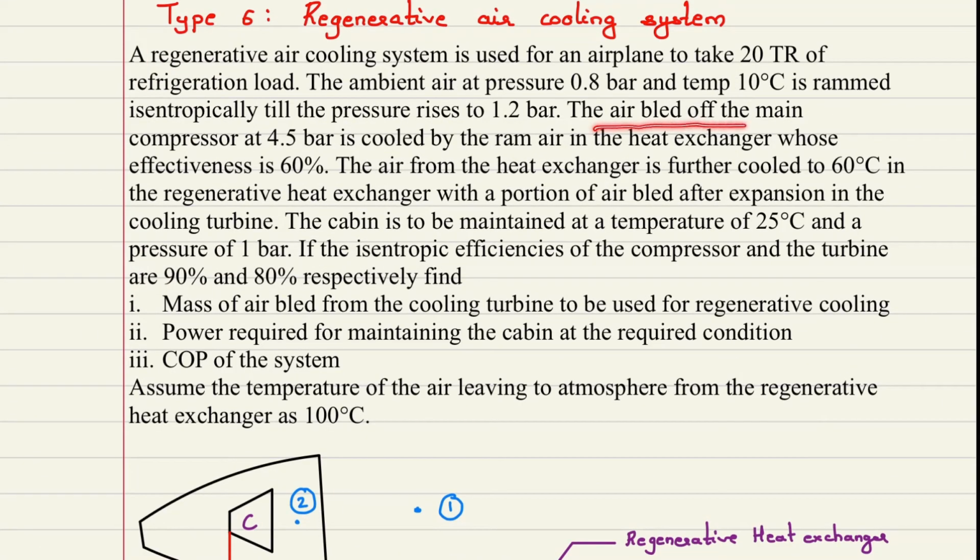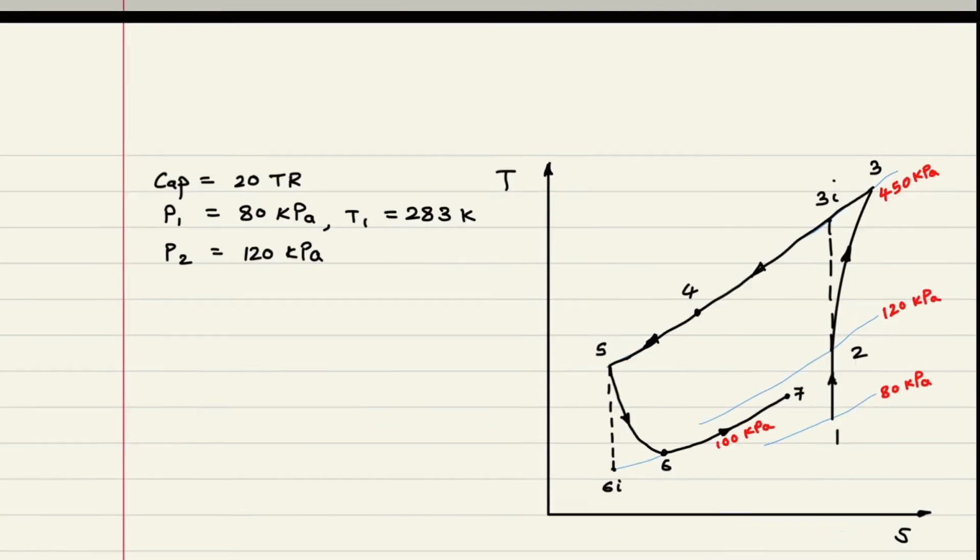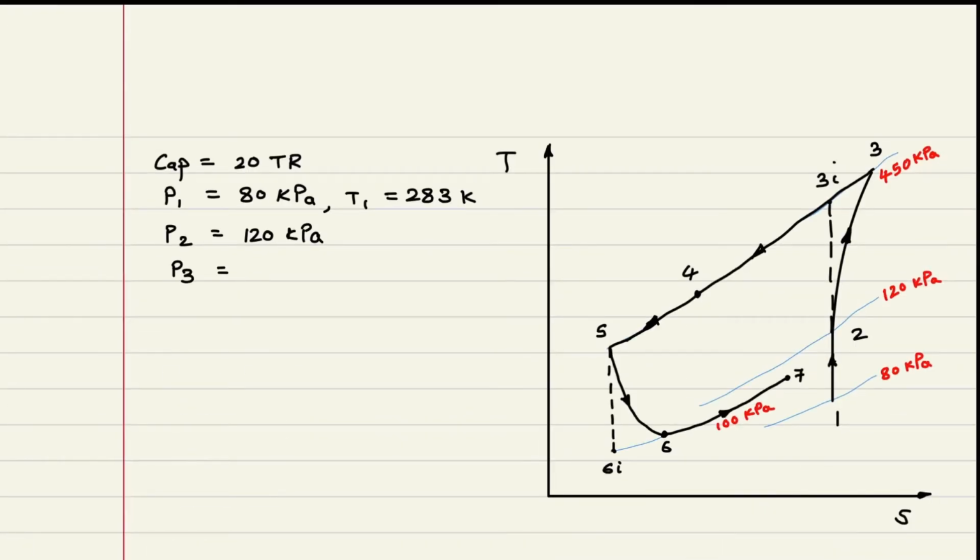The air bled from the main compressor at 4.5 bar is cooled by ram air in a heat exchanger whose effectiveness is 60%. So what is the next pressure? P3. So P3 has been given. We'll write down that data. P3 is 450 kilopascal. And the effectiveness of heat exchanger 1 is given as 0.6.